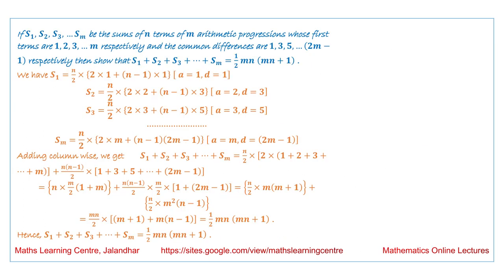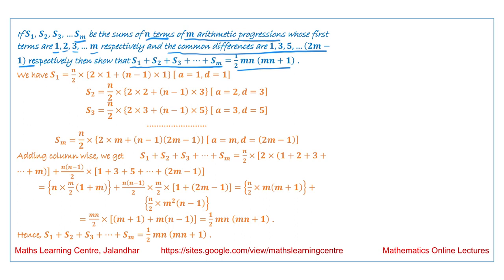Next, if S1, S2, S3, up to Sm are the sums of the first n terms of m arithmetic progressions whose first terms are 1, 2, 3, up to m respectively, and the common differences are 1, 3, 5, and so on, then we have to show that S1 plus S2 plus S3 up to Sm is equal to this value.